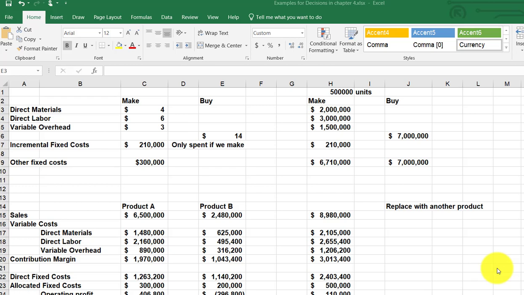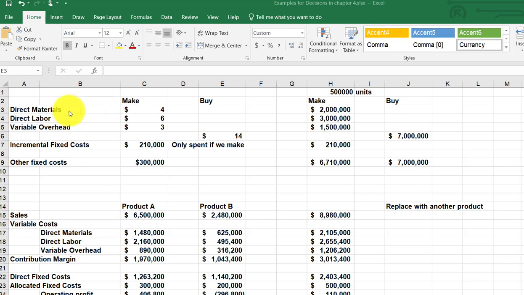Hello everyone, this is an Excel spreadsheet that shows how you might set up some of the problems from chapter 4 if you were going to make the calculations necessary to make these short-term decisions. There are multiple ways you can set these up, but this is some idea of what it might look like and how you would make these decisions.